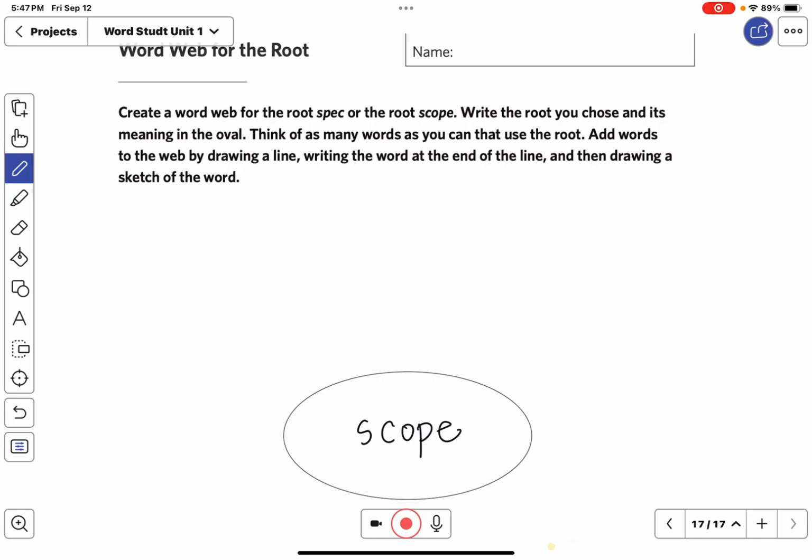And then from my web, I'm going to think of as many words as I can that use the word scope. So how many words can I think of where scope is a part of the word? And then I'm going to add them, and I'm going to draw a line. So for example, I can start with telescope. That was one of the words that we used as our example. And I could even sketch a picture if that would help. And then again, we had microscope.